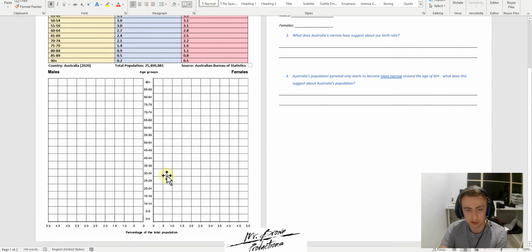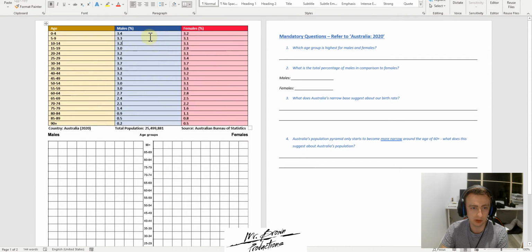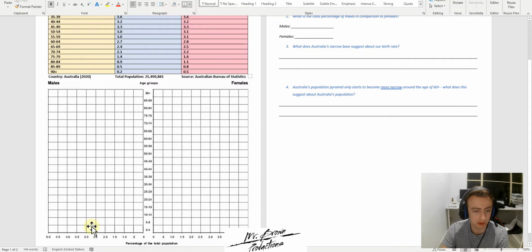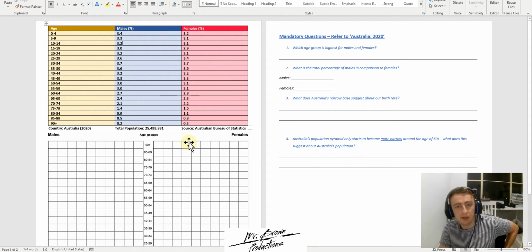Once that is built, a good way to check that you've done it right is to cross-check and tick them off as you go. So once I've drawn it all, I just go males, okay, 3.4, 3.3, 3.2, etc., and then I tick them off as I go. After you've completed that, pause this now and do that first. Once you have done that, look at these mandatory questions here.